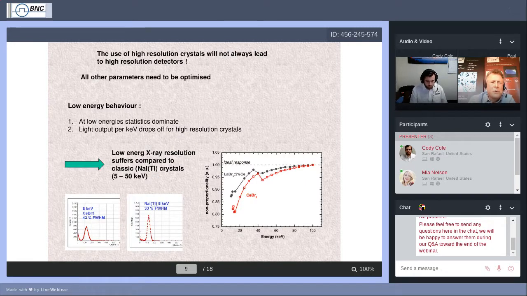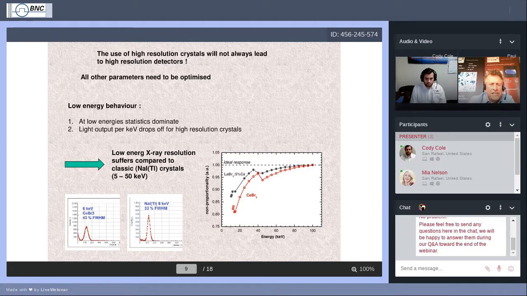So it means that the use of high-resolution scintillator crystals will not always lead to high-resolution detectors, and all other parameters need to be optimized. That's something that often is forgotten. Another interesting phenomenon is that at low energies, statistics dominate.